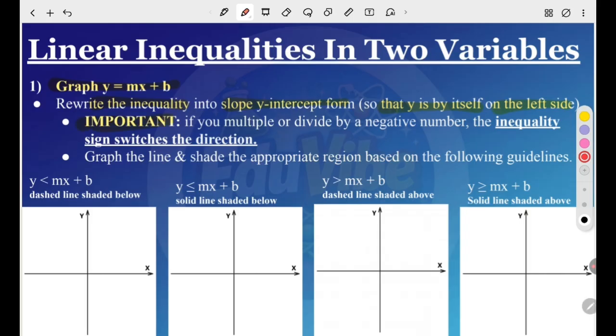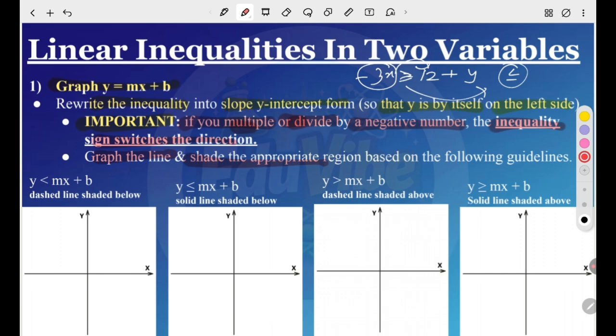Here is the important thing that we all know: if you multiply or divide by a negative number when you isolate y on the left side, the inequality sign switches direction. So if we have something like -3x = 12 + y, and you divide by the negative, then if this is greater than or equal to, the sign reverses when you divide.